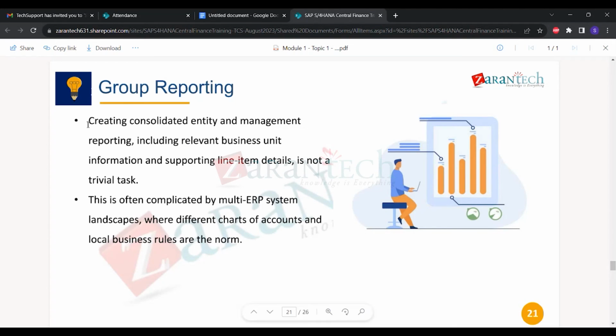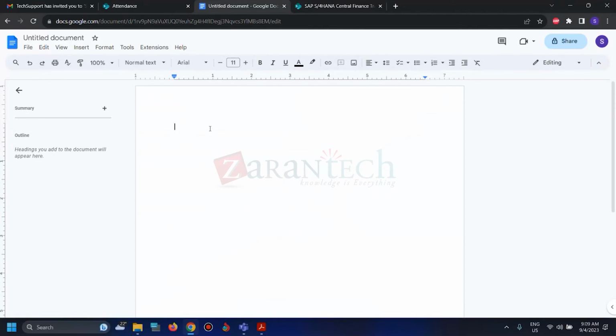So, as someone asked, how will Central Finance help with group reporting? If they have GL1, GL2, they will have a separate chart of accounts in each system. Since we'll be consolidating all the charts of accounts from multiple ERP systems, or even non-ERP systems, into one chart of accounts in the Central Finance system, it will help with group reporting. So let me explain.